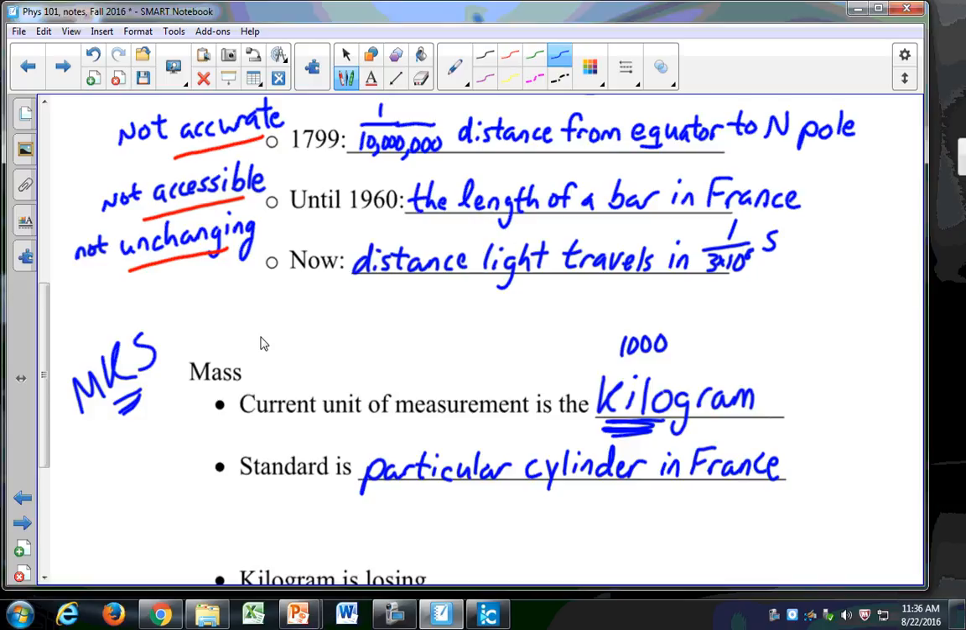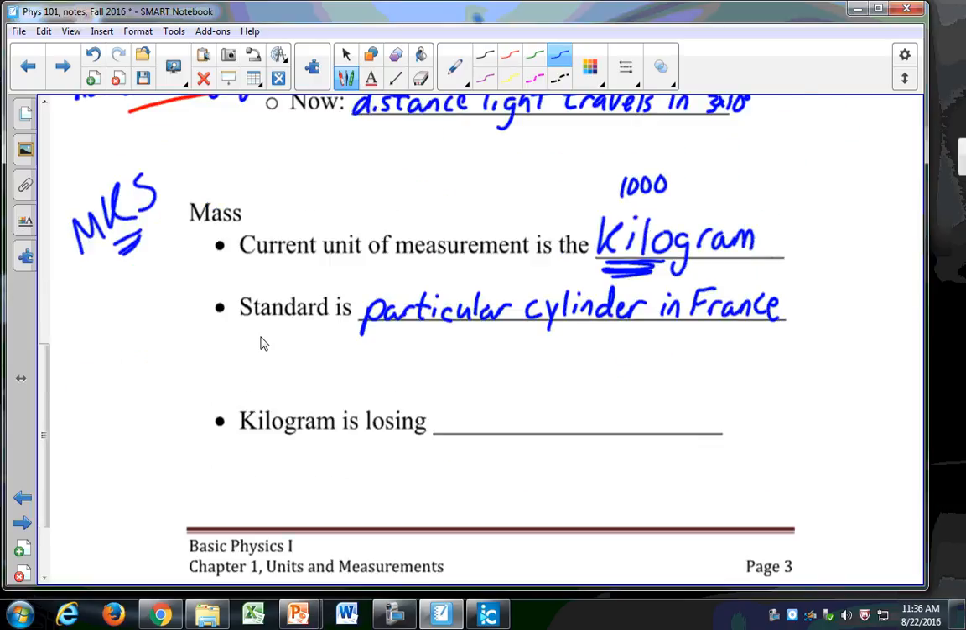It's under lock and key. They give copies out to other institutions around the world, but for the most part it's not accessible, not like the speed of light is, for example. And it also turns out that the mass of this particular cylinder that they have in France is changing. I have a video I'll show you about that in just a second, but they're trying to create a new standard for the kilogram that is based on the mass of a silicon atom. So the kilogram is losing mass.